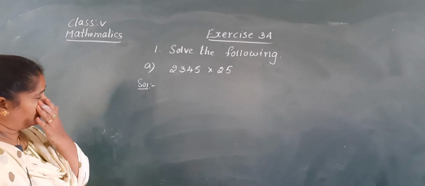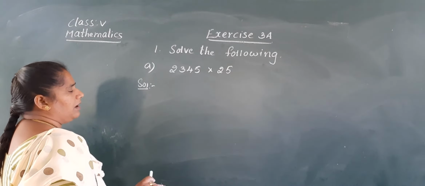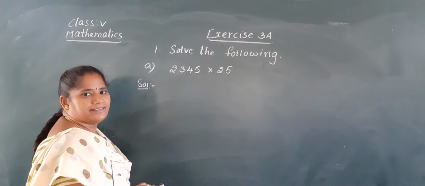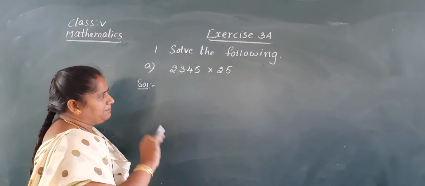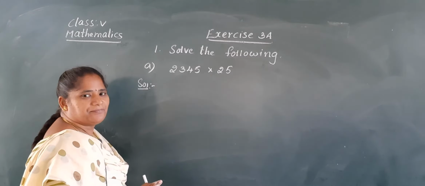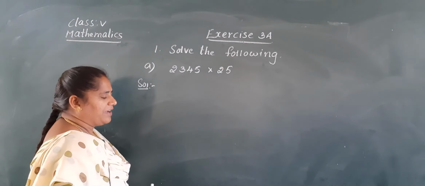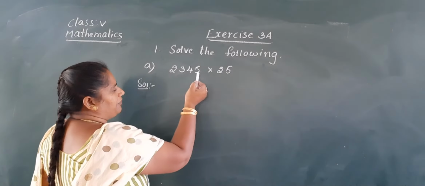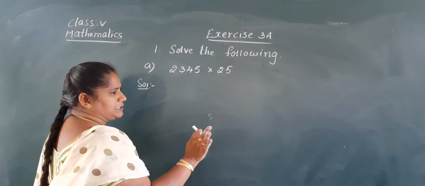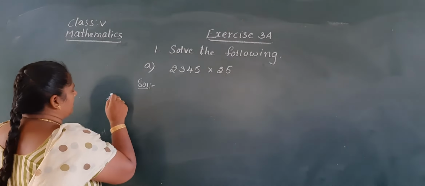Without multiplying this one, which number will we get in the ones place? If you multiply this number by 25, which number do we get at the ones place? Yes, very good. 5 5s are 25. If you multiply the ones, we will get 25. That means 5 comes in the ones place. So keep this in your mind.